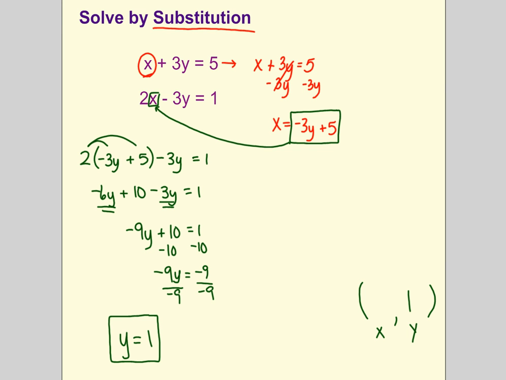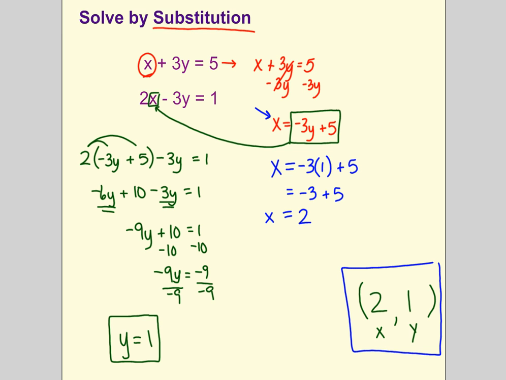You can go back up to this equation right here where we solved for that lonely variable x. x equals negative 3y plus 5. Well, we want to know what x is, and we know that y is now a positive 1. So we'll do negative 3 times 1 plus 5. Negative 3 times 1 is negative 3. Negative 3 plus 5 is a positive 2. So x equals positive 2. And there's our solution for our system of equations.